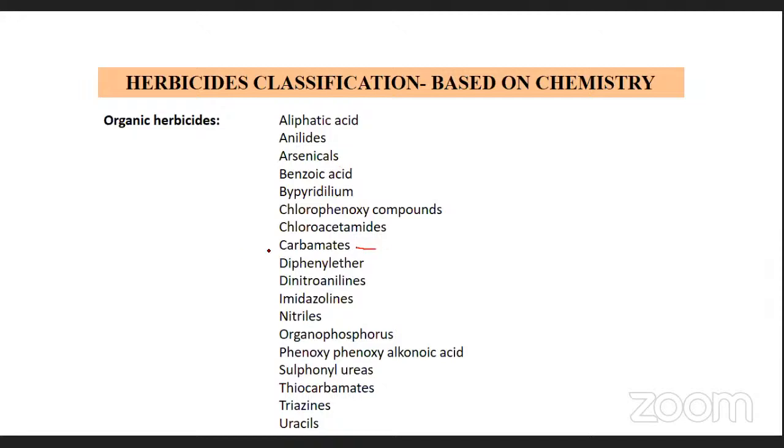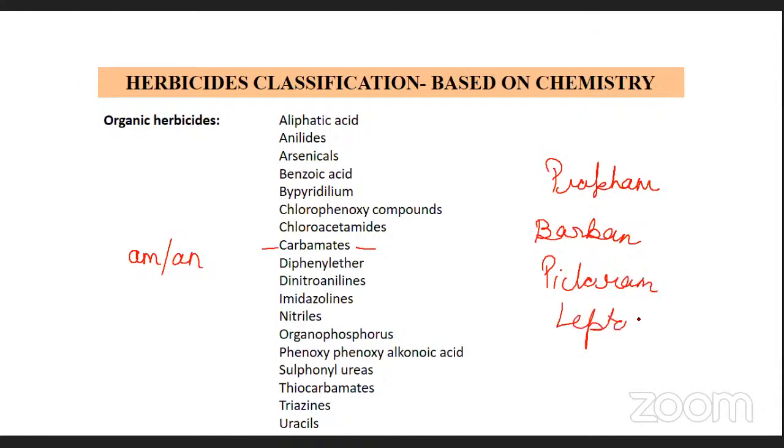Then we have carbamates, and in carbamates the suffix 'am' or 'an' will be there at the last, like profam, barban, or also picloram and leptofen. It's only a trick, okay? Because usually these types of questions are asked: picloram belongs to which group. At that time, by seeing this 'am' at the end, you can name it. If this 'am' is there, then it belongs to the carbamates. This is not written in any book, because I created this trick to remember it myself, and I'm sharing it with you all.